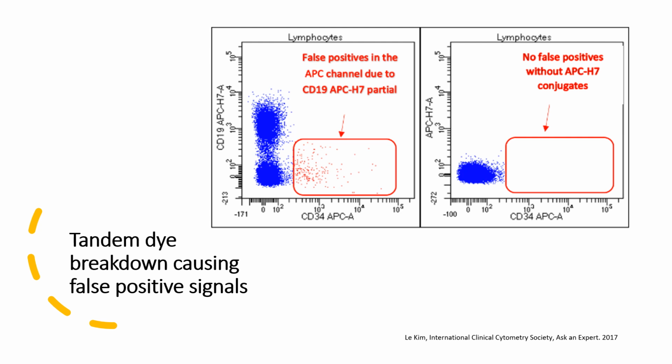So when this breaks down, we could see some spillover, or we could see some events in the APC channel. So it gives us an appearance there are some CD34 positive events, and also in the absence of a true CD34 positive population, this might look like spillover or undercompensation. However, when we eliminate CD19 APC-H7 and we just run CD34 APC, we don't see any events or signals in this channel. So this gives us a clue that this is due to tandem dye breakdown, and we should always remember this and also check our QCs for any hints of this happening.